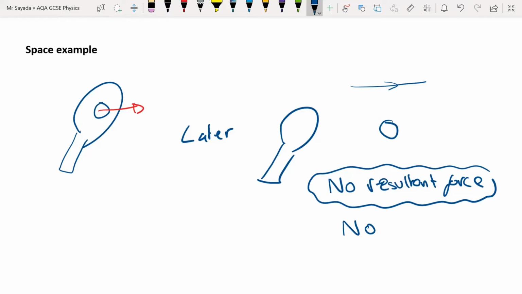Hopefully you've said acceleration. People might have said movement. It's not movement. Resultant forces cause acceleration. Things can move without a resultant force. So resultant forces cause acceleration.